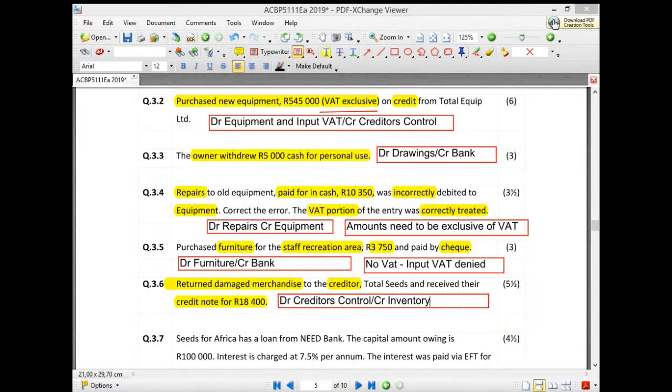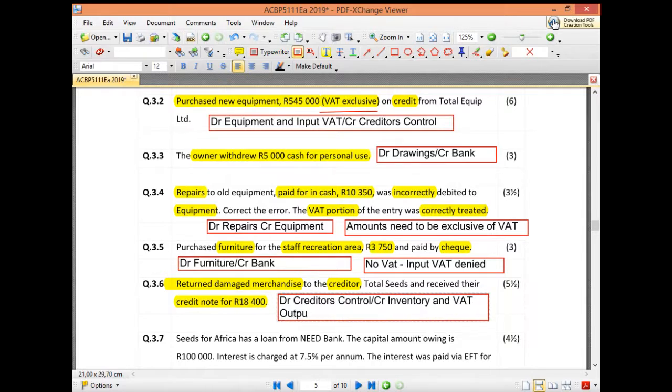Okay, so my lady, normally we would debit the VAT when we recognize the inventory. But because we are returning the inventory, we would now create output VAT. Because we claimed the input VAT initially, but now we have to raise the VAT again because we are returning it. So we are reversing it to the opposite account. Okay.